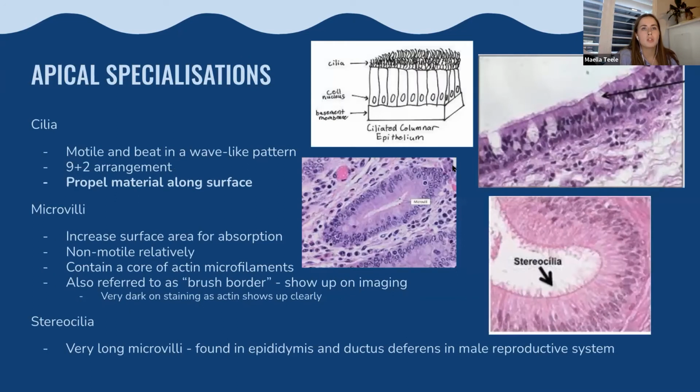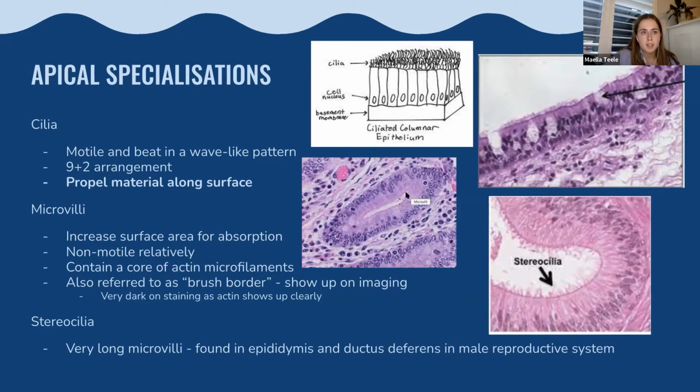So now we go to the top of the epithelium, the apical specializations. So I've got cilia, which were actually covered in your very first PSP. So they've got their 9+2 arrangement, if you remember, and they beat in a wave-like pattern. So they're important for propelling material along the surface. So if you see in this diagram here, we've got cilia, and also in this diagram, you can also see the cilia there.